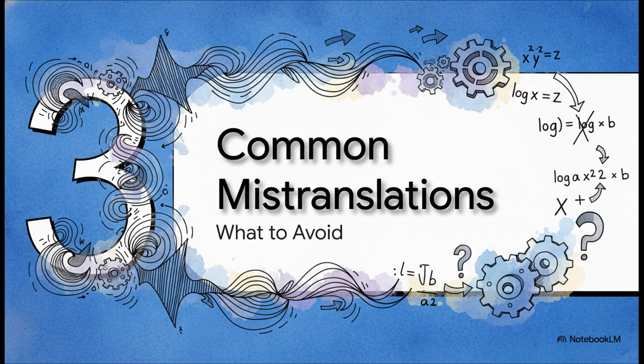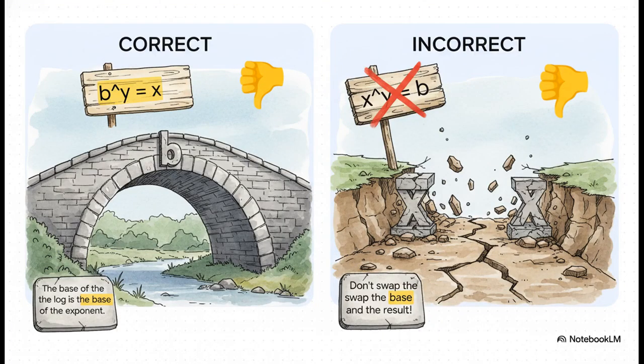Now, just like learning any new language, there are a few common trip-ups, let's call them mistranslations, that pretty much everyone makes when they're starting out. But here's the good news. They are incredibly predictable, which means they are really easy to avoid once you know what to look for. This right here is the number one error, mixing up the base and the result. People see log base b of x equals y, and they'll incorrectly write x to the power of y equals b. Just burn this into your brain. The base of the logarithm, that little subscript number, is always the base of the exponent. It's the number that gets the power, period.